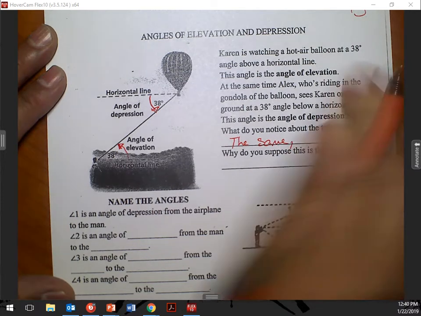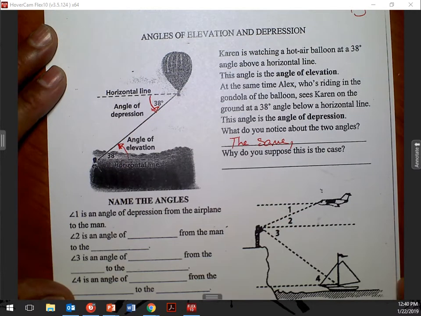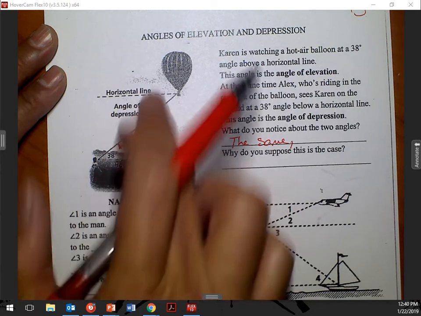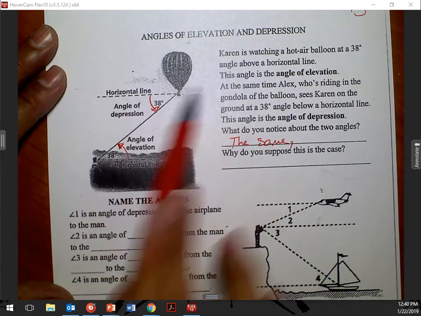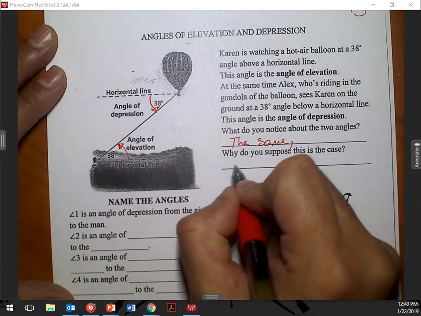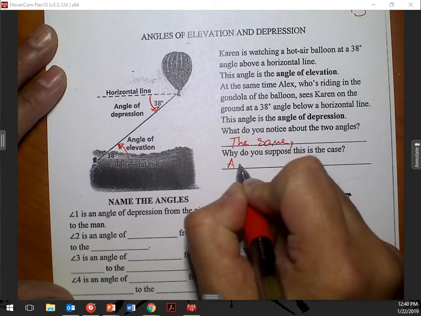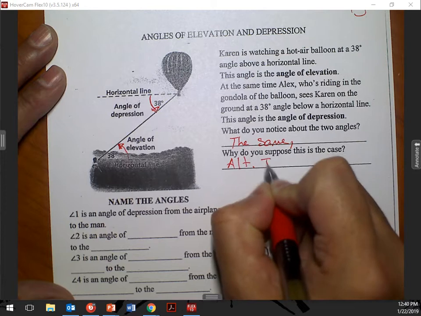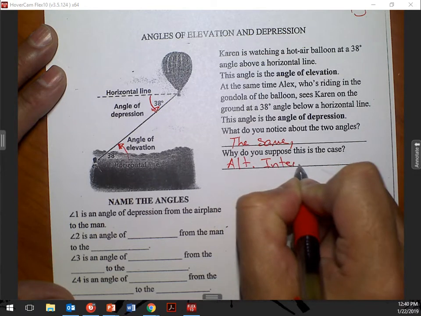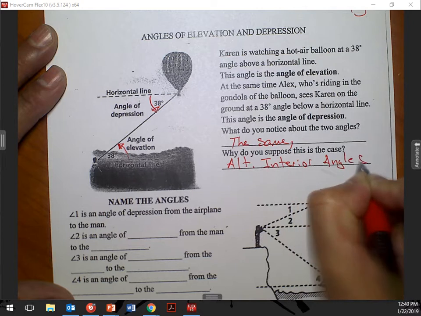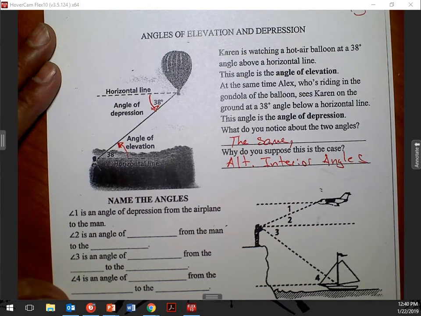And they're not corresponding. What did I say? Nope. What did I call these right here? If it's parallel lines here, alternate, very good, alternate interior angles. Okay, so they're going to be alternate interior angles.